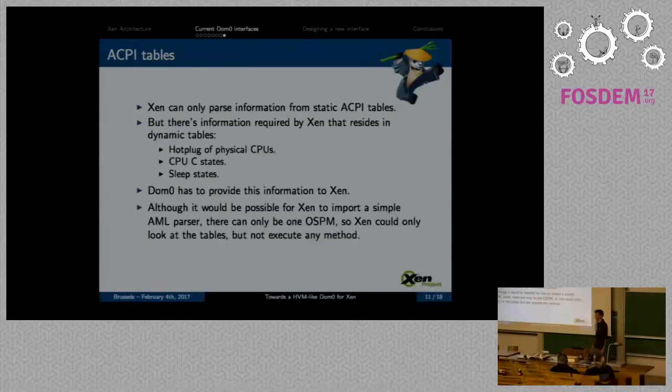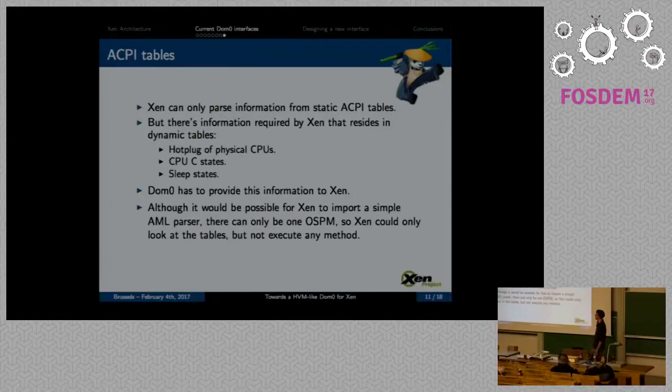But there's some information required by Xen in order to run that's inside of the dynamic tables. So the hotplug of physical CPUs, the CPU C states, and the sleep states are inside of the dynamic tables, and Xen needs that in order to work properly. So there's an interface from Dom0 in order to pass that information into Xen. Basically, Dom0 has to parse the dynamic tables, extract that information, and tell it to Xen.